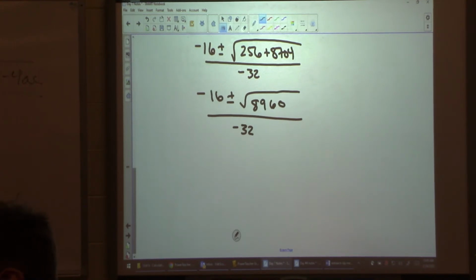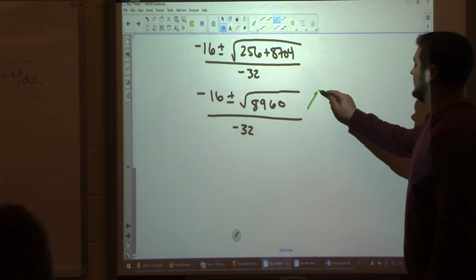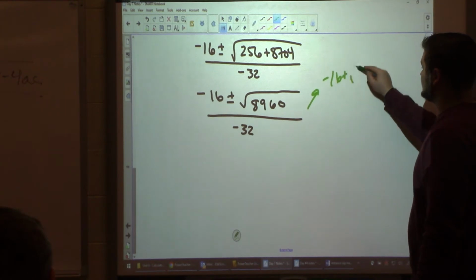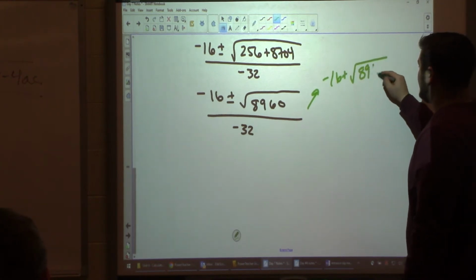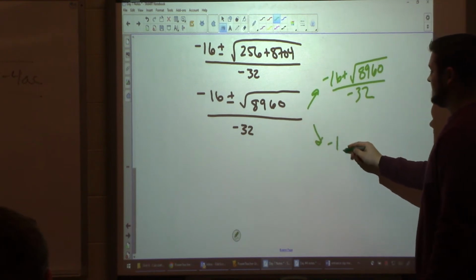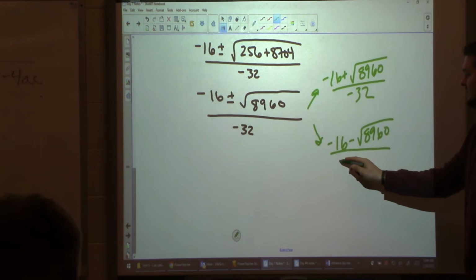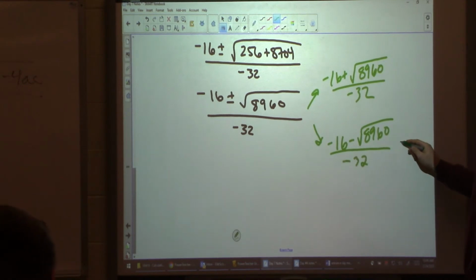So from this point, we're going to put it in our calculator. We're going to break it up. We're going to do negative 16 plus the square root of 8,960 divided by negative 32. And we're going to do negative 16 minus the square root of 8,960 divided by negative 32.